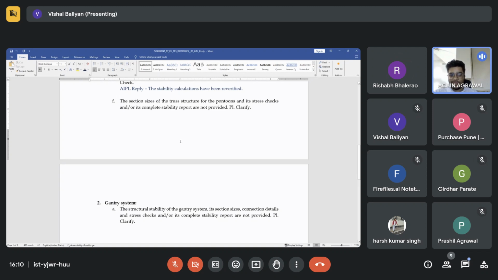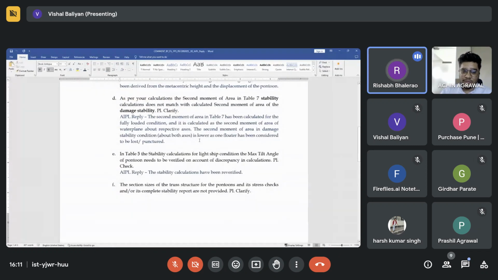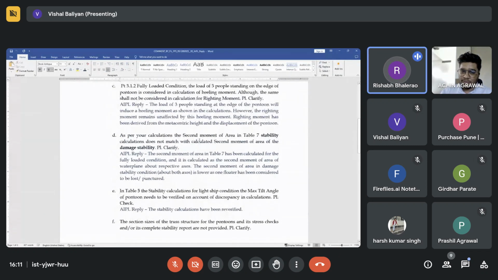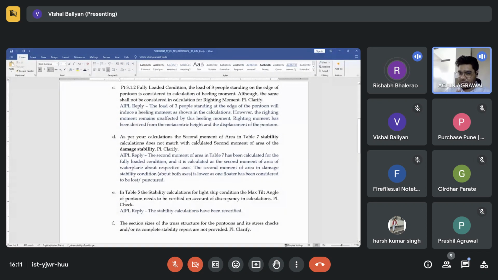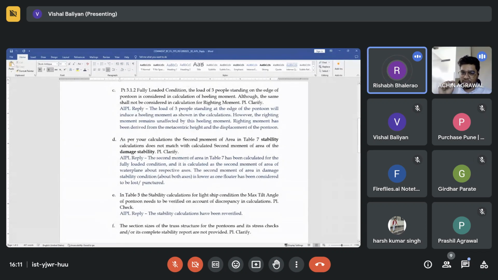Okay. So I think that's it from our side. If you want to add anything else? The rest is all assured, just one for the truss and one for the gantry. Okay. So I think the current stability report is good, right? There is only one correction, and we have made that. Okay, right.